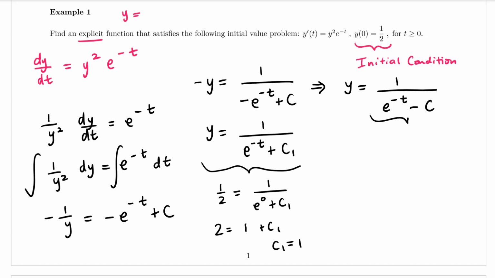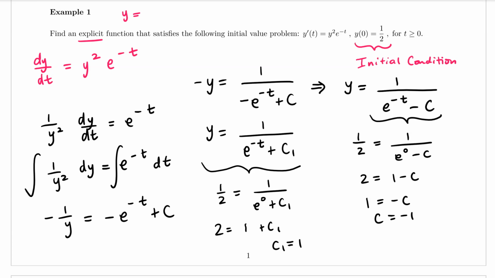So in this case here, again, I'm going to replace y with 1/2, and then we have 1 over e to the 0 minus c, and then if I take the reciprocal of both sides, e to the 0 is 1, and if I subtract 1 on both sides, then I get 1 equals -c, and then capital C equals -1.